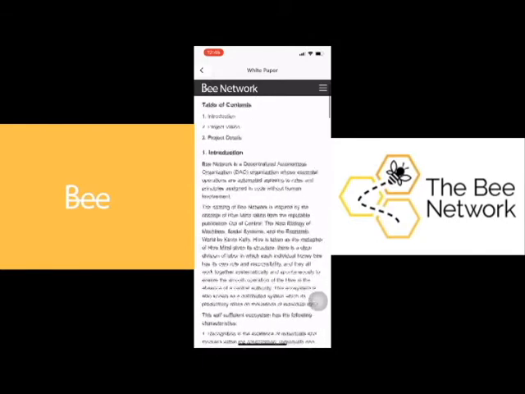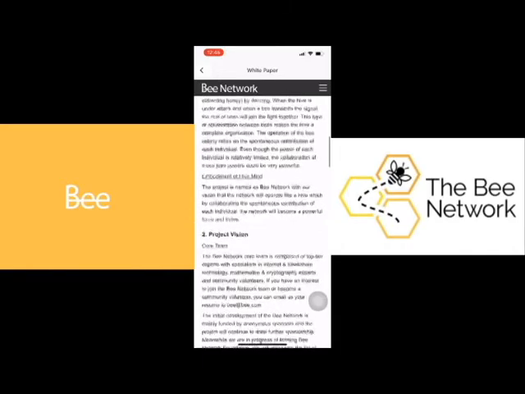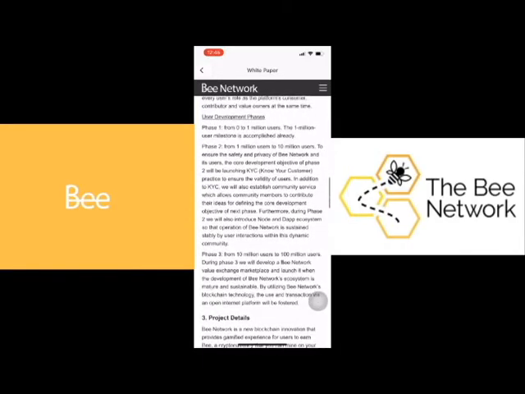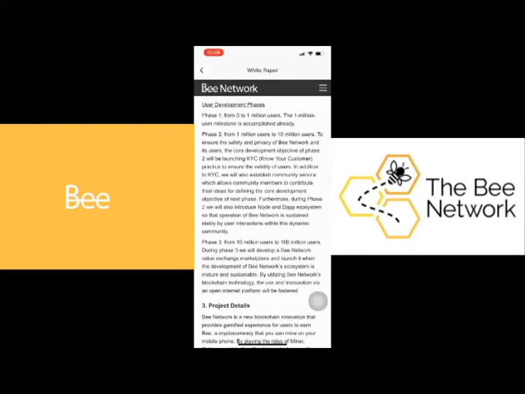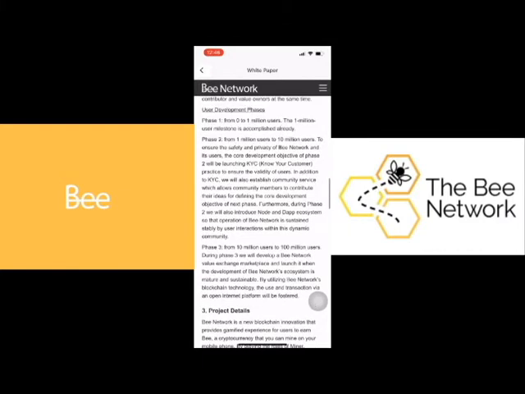And here we have the white paper, which you guys can just obviously read through yourselves. But as I was saying about the phases of this project, you can see here, phase 1 was supposed to be 0 to 1 million users. Phase 2 is supposed to be 1 million to 10 million users. And then phase 3 was going to be from 10 million to 100 million users, which is when they plan to launch this onto the main net.